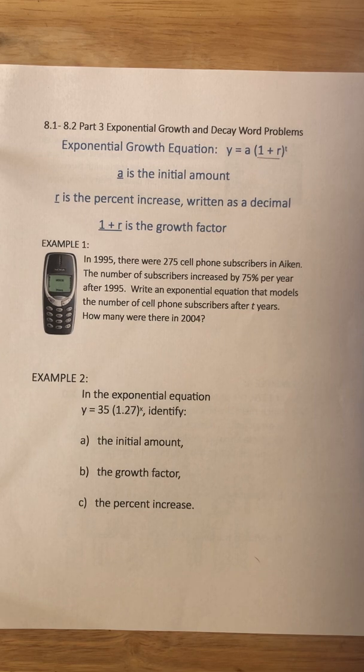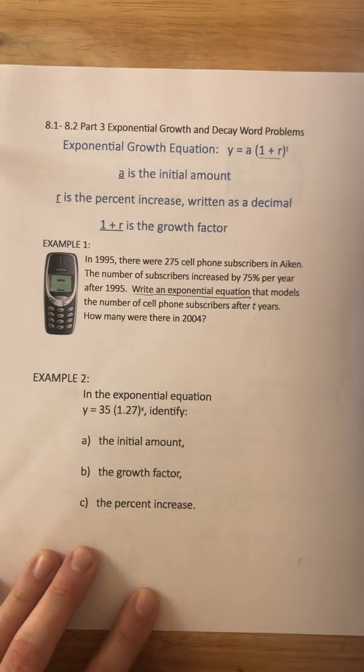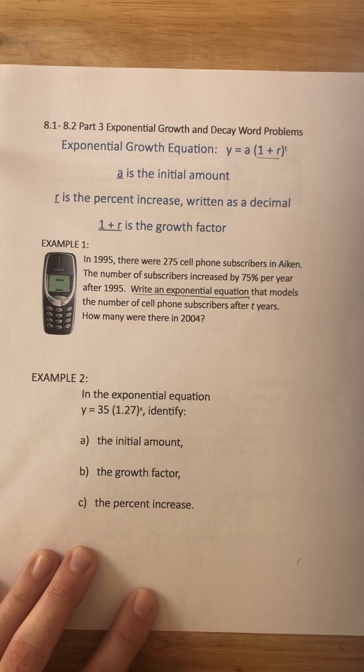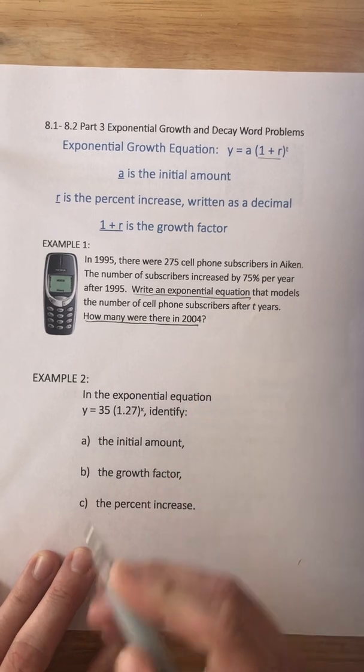So let's just jump right into example number 1. It says in 1995, there were 275 cell phone subscribers in Aiken. The number of subscribers increased by 75% per year after 1995. Write an exponential equation that models the number of cell phone subscribers after T years. How many were there in 2004? So for this particular problem, there are going to be 2 answers. One answer is going to be to write the exponential equation. The second answer is we're going to use that exponential equation to answer how many there were in 2004.